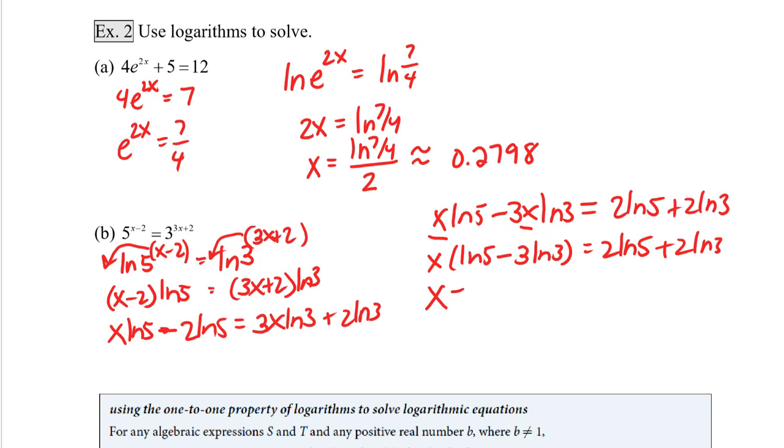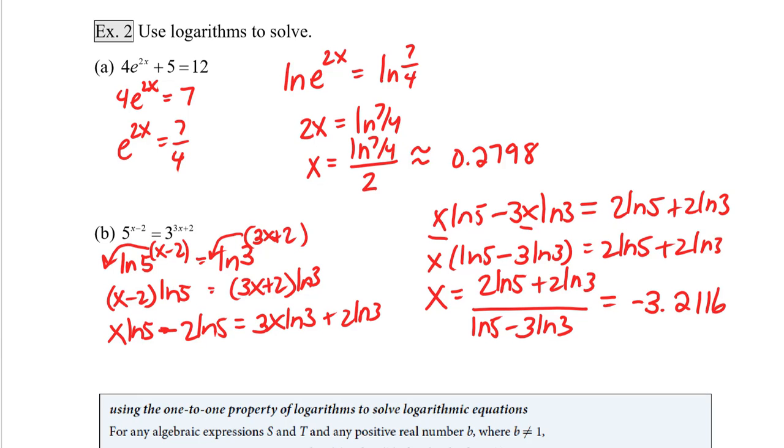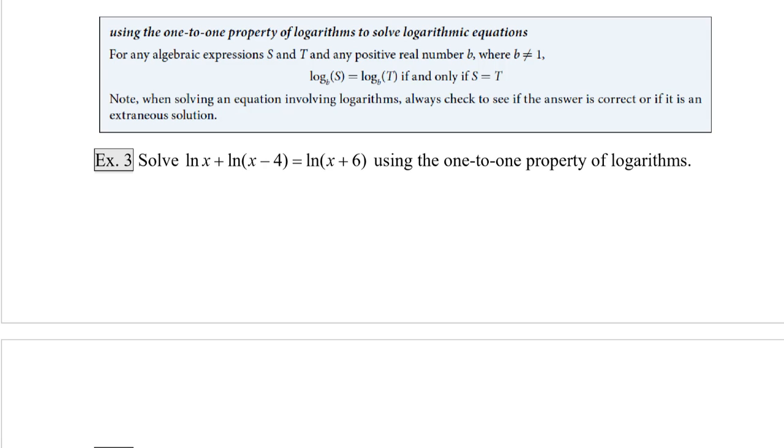And then finally I will divide both sides by the natural log of 5 minus 3 times the natural log of 3. So we have 2 times the natural log of 5 plus 2 times the natural log of 3 over the natural log of 5 minus 3 times the natural log of 3. If I put that into my calculator, I get that x is approximately equal to negative 3.2116.